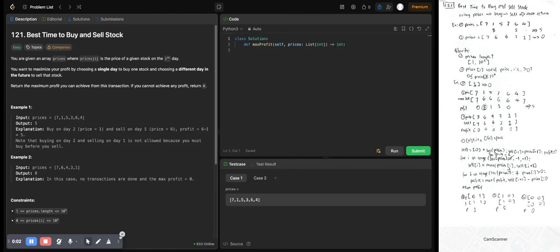Hello everyone. Now let's look at another LeetCode problem. Today we are looking at problem 121, which is best time to buy and sell stock.